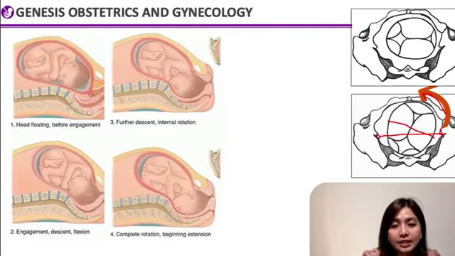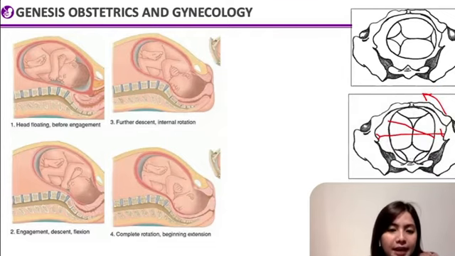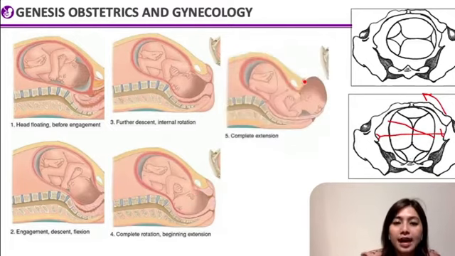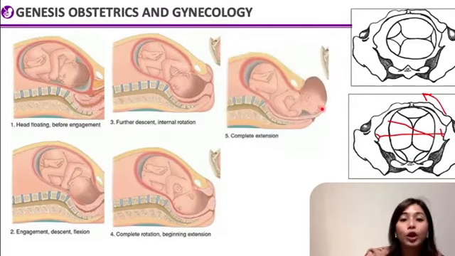Now, as nag-descend si fetal head, ang mangyayari is mag-extend siya. Kita nyo? Nag-extend na yung fetal head. Ayan, palabas na yung ulo mo. What happens right after is restitution or external rotation.